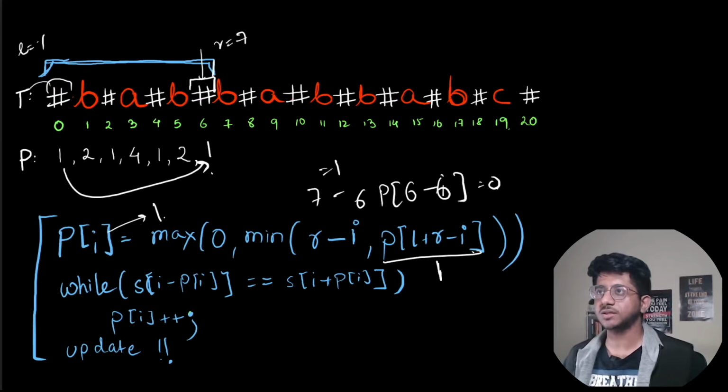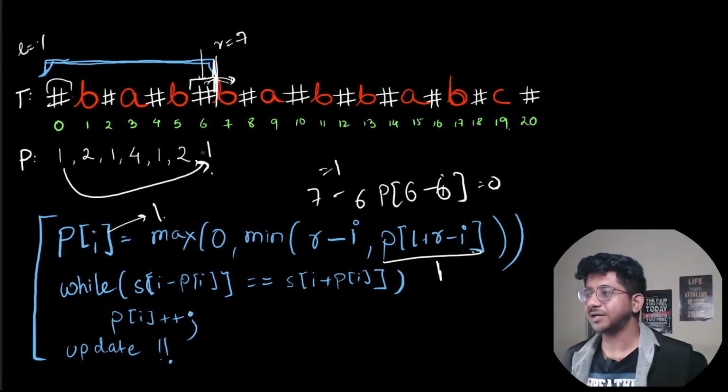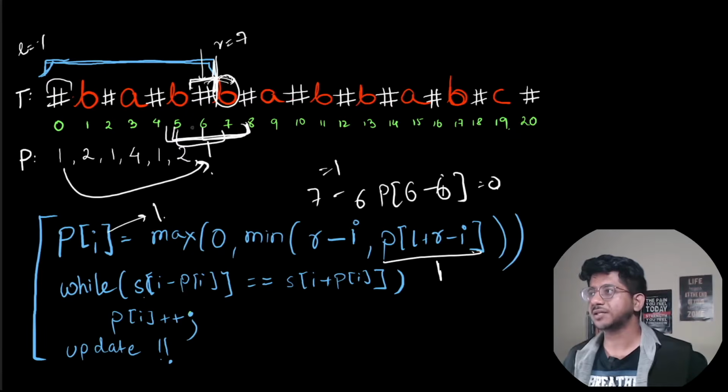Because for this one, there was nothing on this side. But for this one, there is something on this side, right? Since it's at the boundary, it might try to expand a little bit on this side. So we can see if we can do a little better than what we got. If S of I plus 1 is equal to -1, then maybe we can do a little better. P of I plus plus, like 2 length now. Maybe even one more character is the same, so 3 length, 4 length.